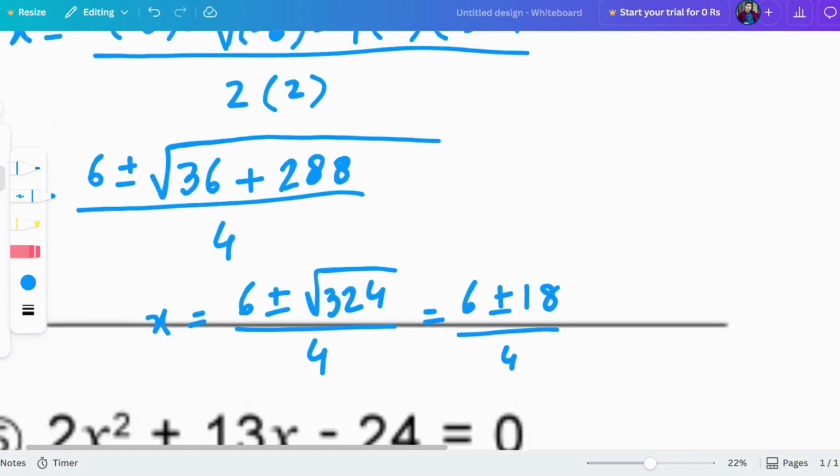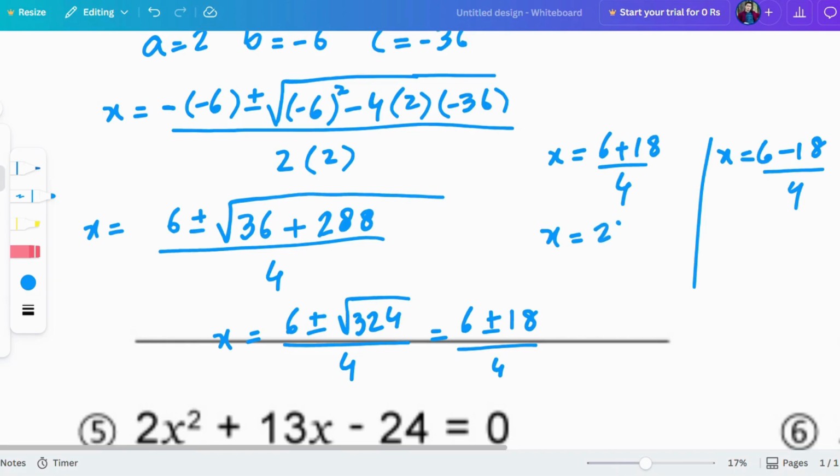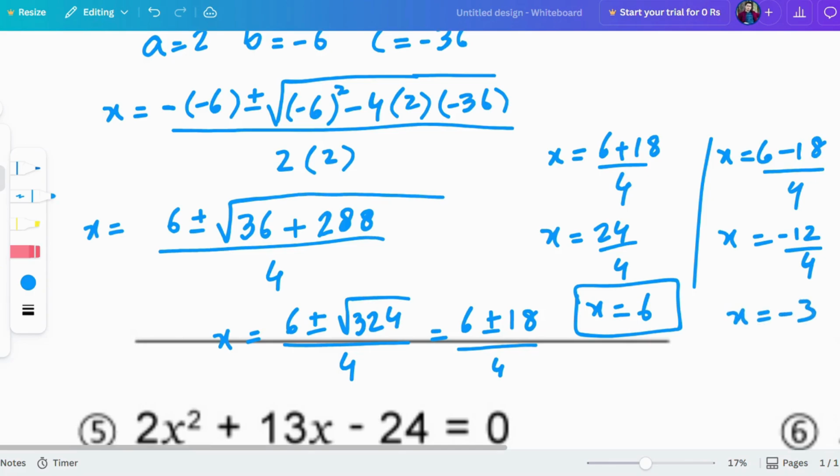So now one time I will write it down as x equals 6 plus 18 divided by 4, and the second time as x equals 6 minus 18 divided by 4. So x equals 18 plus 6, which is 24 over 4. So x is equivalent to 6. And the second time, 6 minus 18 is minus 12 divided by 4. So x is equivalent to minus 3.